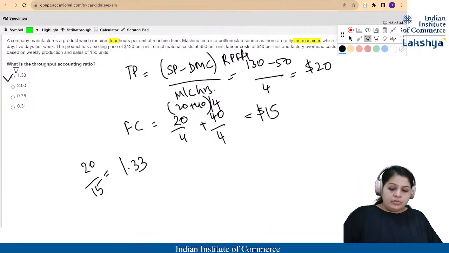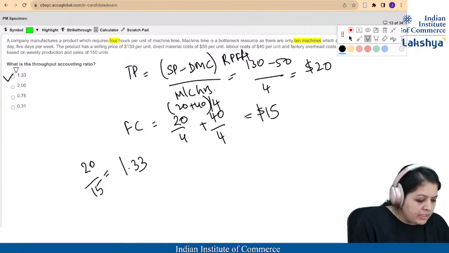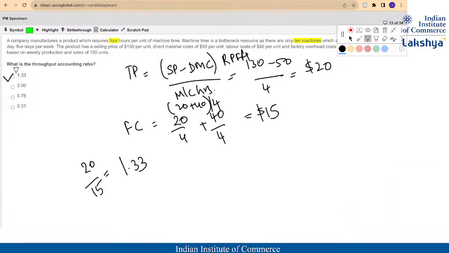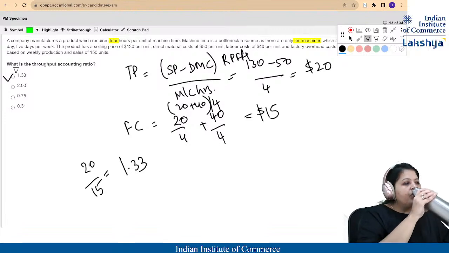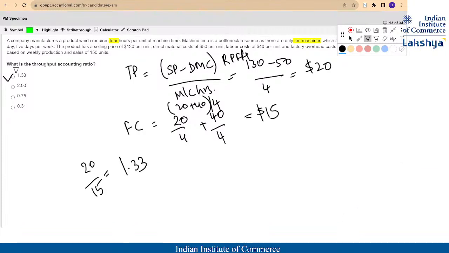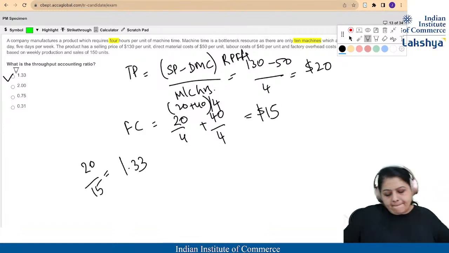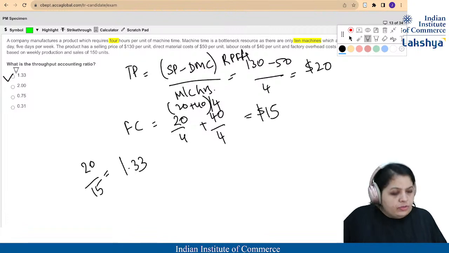Your TPAR is sorted. In my classes I have mentioned, and today also I'm mentioning, that TPAR questions are seen very often in the exam. And the formula is also simple. It's a three-step formula, achievable, so make sure that you don't miss out on it. Let's go to the next one.